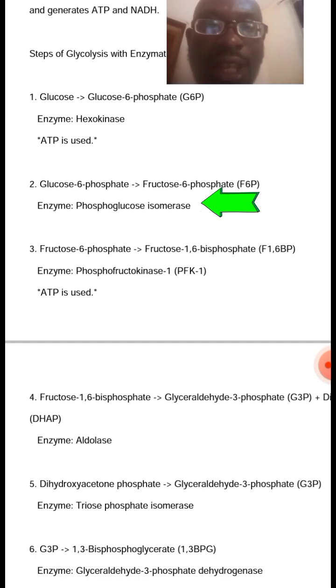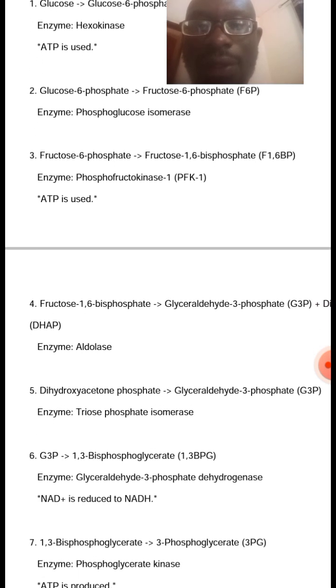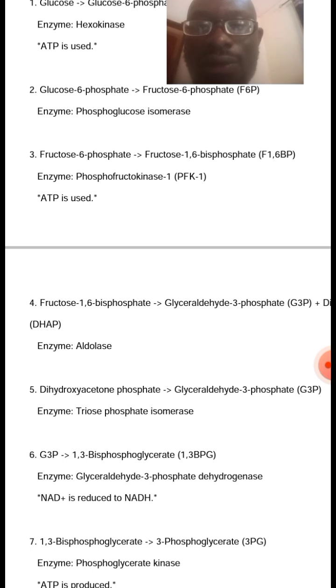Don't be scared, I'm not going to ask you all of this in your exams, but at least you should know the meaning of G6P and F6P. Make sure you know all the acronyms or the abbreviations of all these important molecules in glycolysis. So number 3 goes like that: fructose 6-phosphate to fructose 1,6-bisphosphate, and the enzyme is phosphofructokinase 1, abbreviated as PFK1. ATP is used.